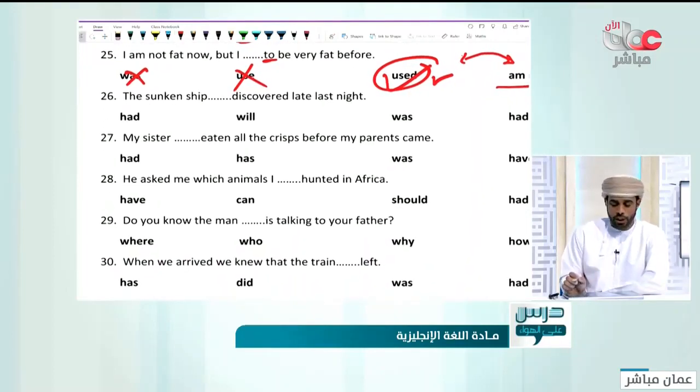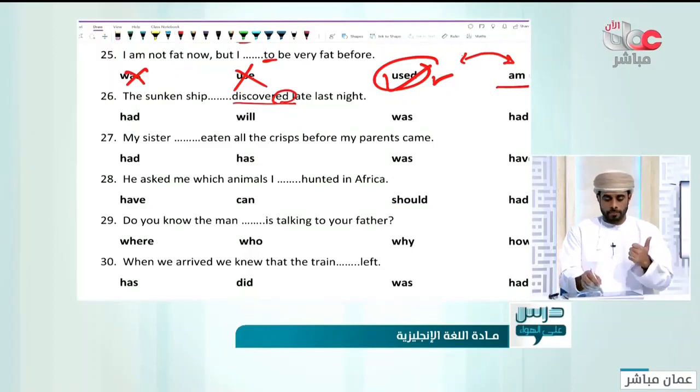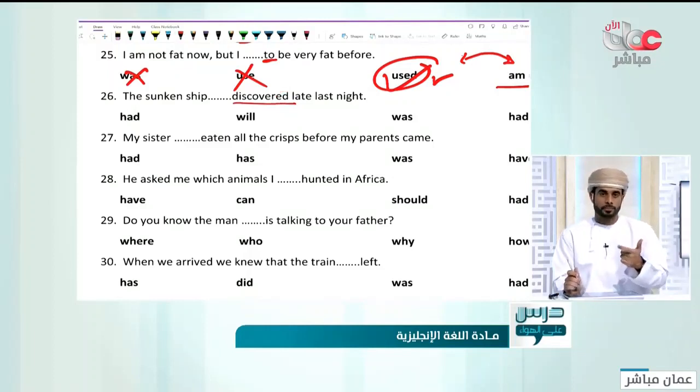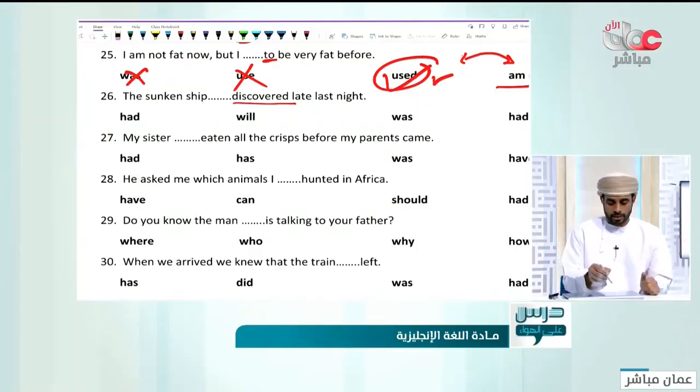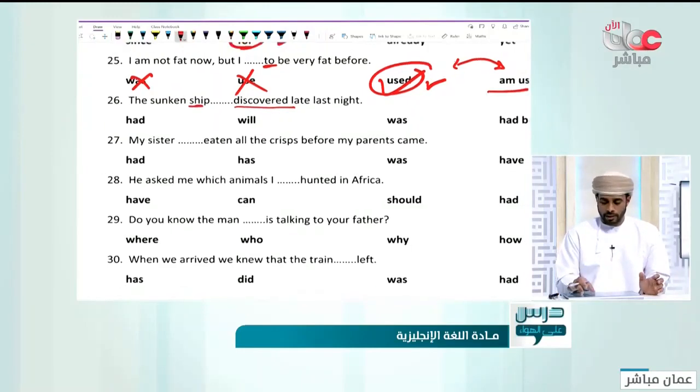The sunken ship discovered last night. See, discovered. Well, either it is the past simple or the past participle. Let's see. So it is the past participle. We may have had, have, or even was or were. Good. But since it is the sunken ship, maybe. Good. Let's see which one will work.